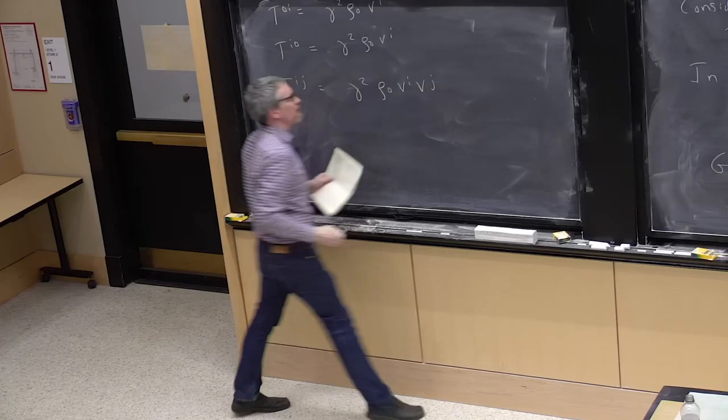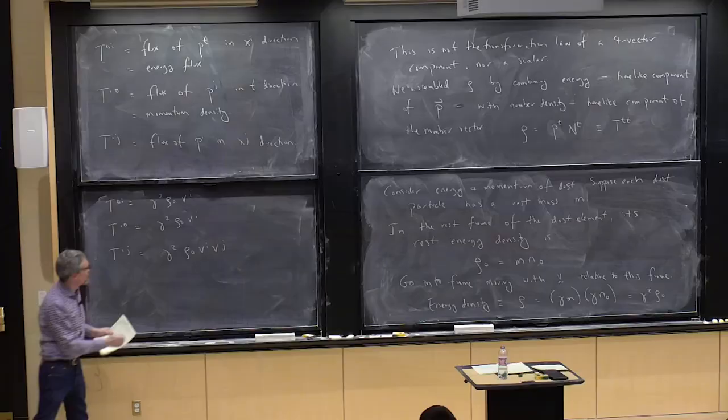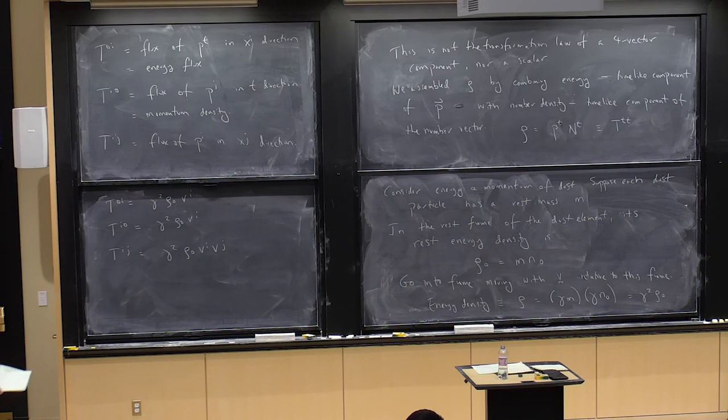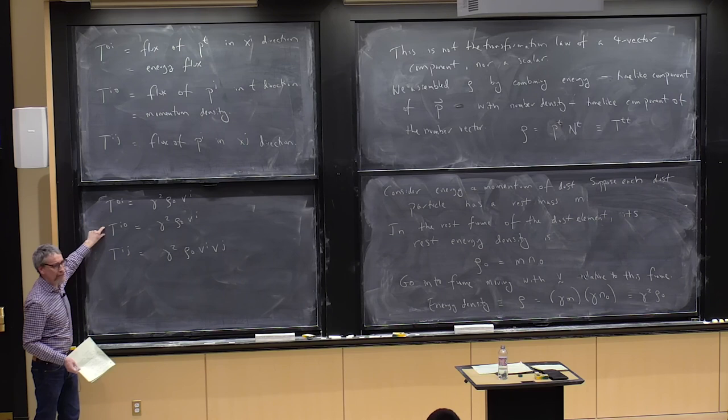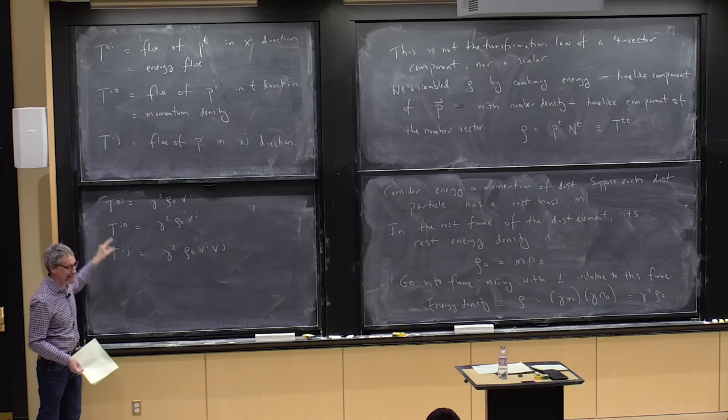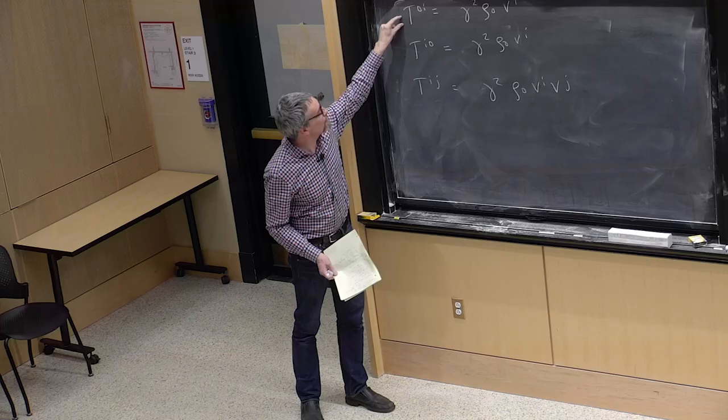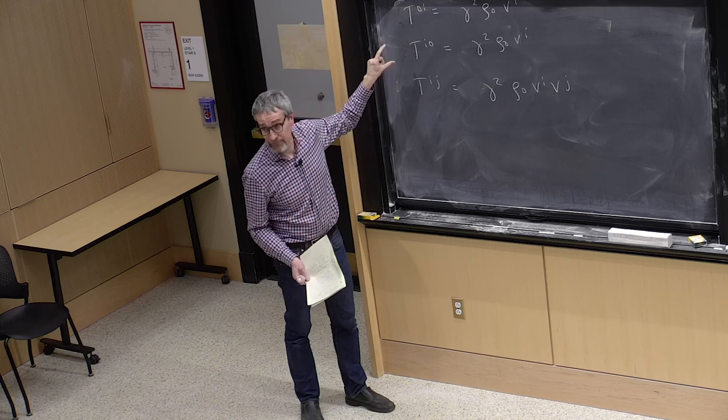And this guy is gamma squared rho 0 vi vj. There's two elements of symmetry here which I want to emphasize. Notice energy flux and momentum density. Those words are important. Energy flux and momentum density, they're exactly the same. That is actually true in all physics.